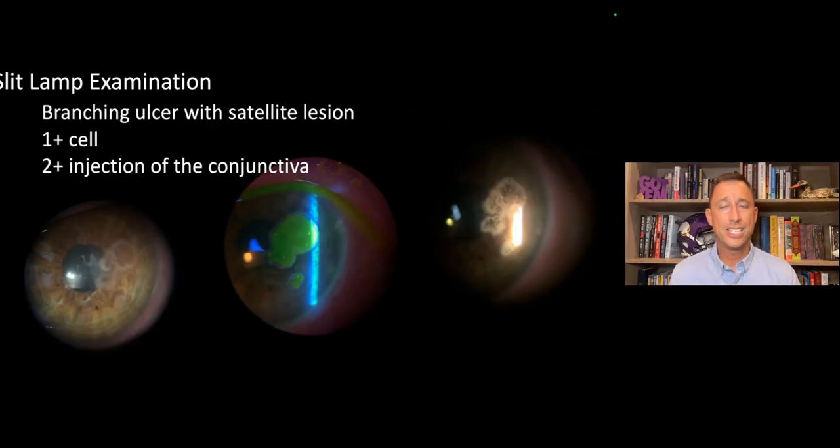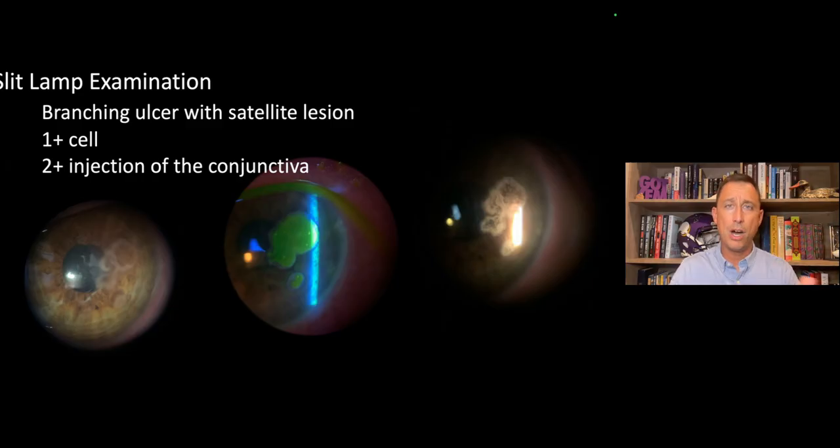And then this is what it looked like on slit lamp. Same image, just showing you it three different ways. She had a branching ulcer with a satellite lesion. She had some cells. She had some injection. You can see the centrally located lesion. These are always scary looking when they're centrally located like that.